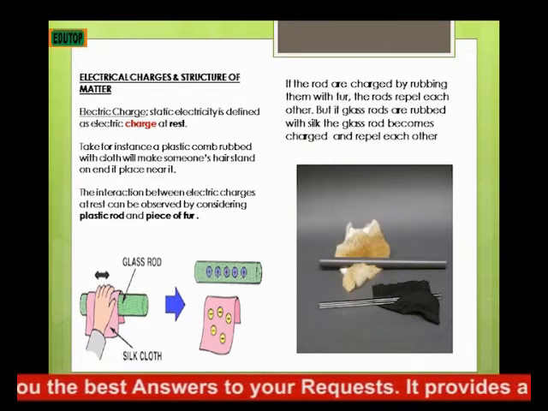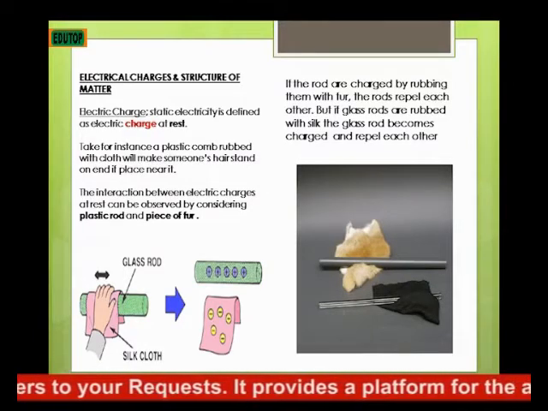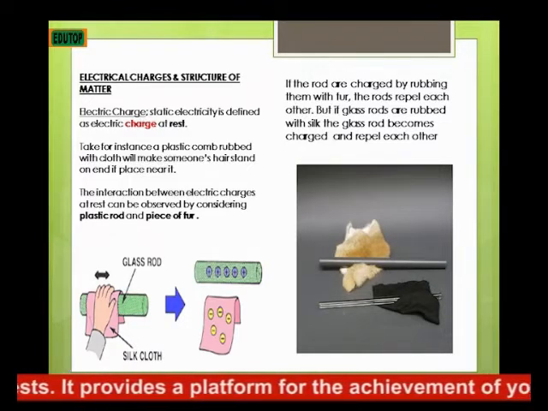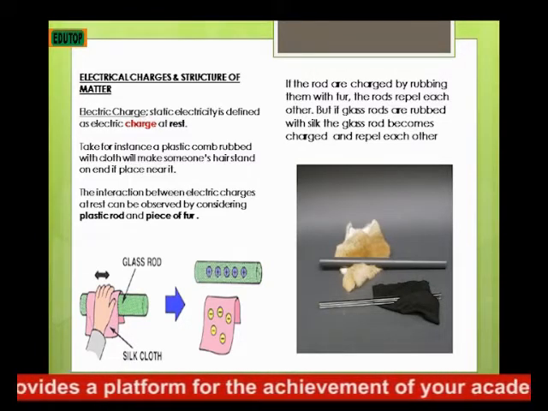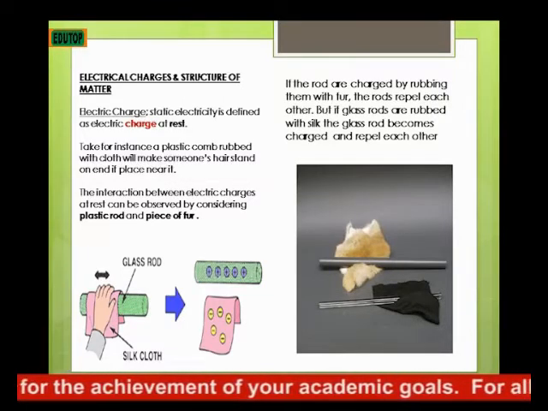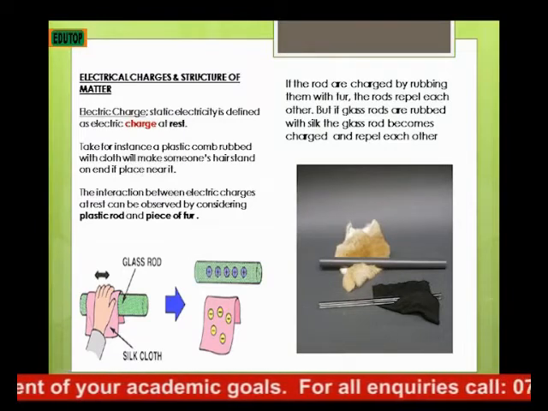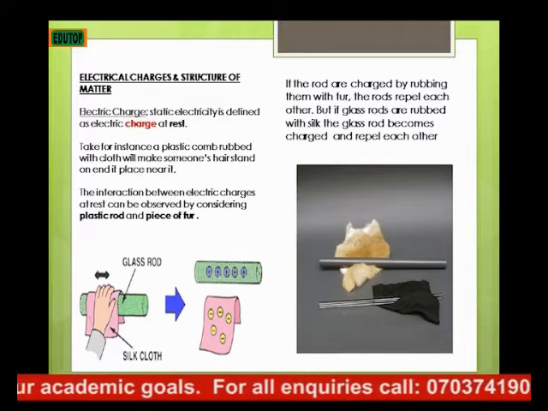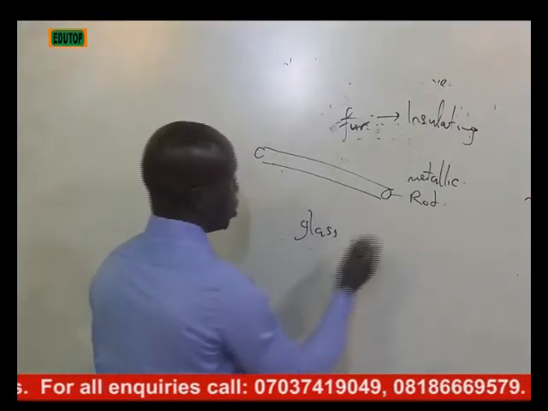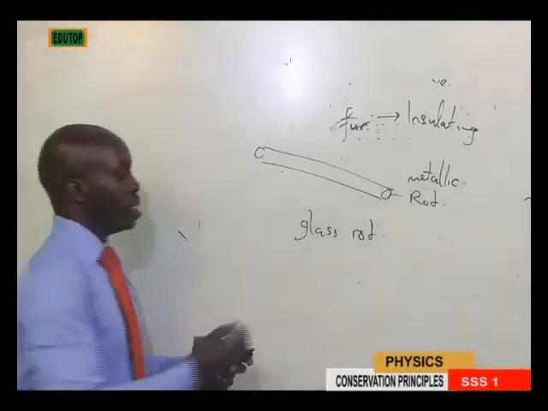Now, if you read continuously with that statement, you realize that the rods repel each other. But if a glass rod is rubbed with silk, the glass rod becomes charged and repels each other. What does that mean? It means that we're looking at two particular objects. We are looking at rod and fur. We're also looking at what? Glass rod. Now, this particular rod is metallic, mind you. It's a metallic rod. Now, there's a glass rod. If you like, rub a glass rod with a silk.